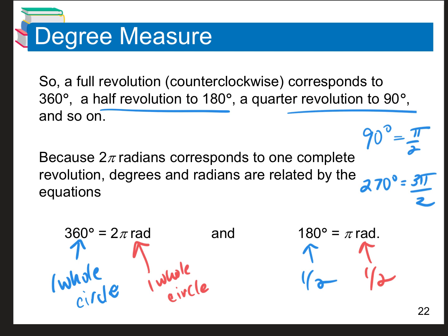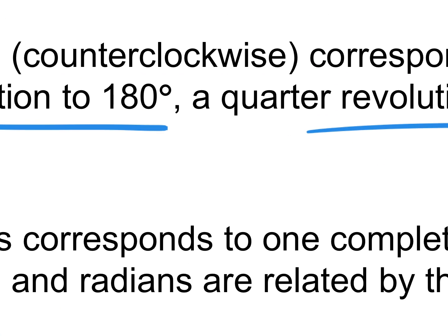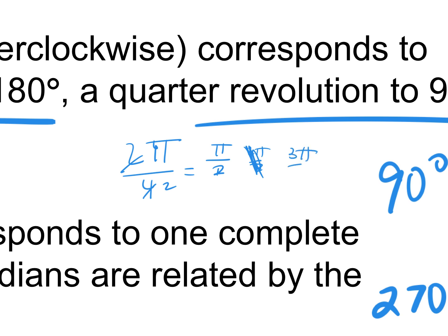Now, if you are wondering where that's coming from, think about 2 pi. If I cut it into 4 pieces, what does that give me? Pi over 2. So a quarter of your circle is pi over 2. 2 quarters is 2 pi over 2, which reduces to pi. 3 quarters is 3 pi over 2, which is our 270. And then 4 quarters is 4 pi over 2, which reduces to 2 pi. That's where that comes from. You just take 2 pi and cut it into 4 pieces.